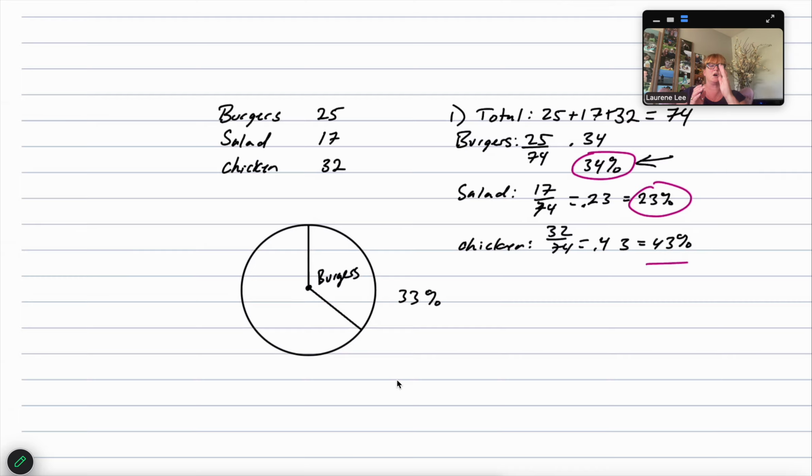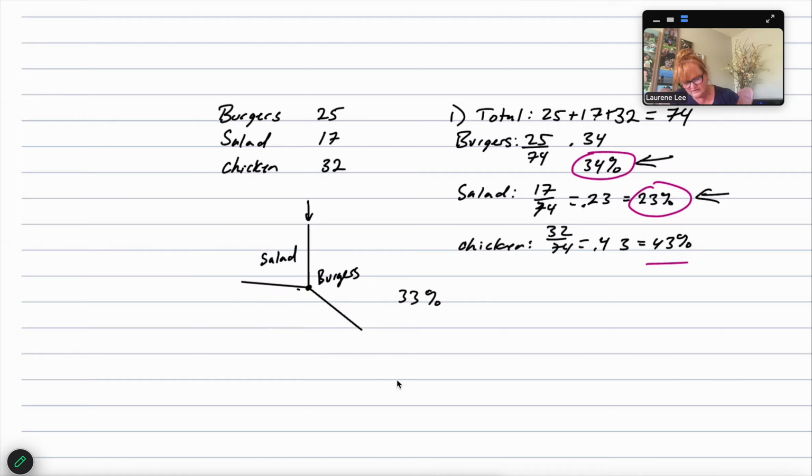Then I want to do a quarter, which is a right angle. That's going to be salad, and I'm going to go a little bit less. So I'm going to start here, and I'm going to measure if this is a quarter right there. I'm going to go a little bit less than that. So this is going to be my salads. And then the remaining, whoops, I lost my circle. The remaining should be the chicken, which is a little bit less than half. And that's how you make a pie chart.